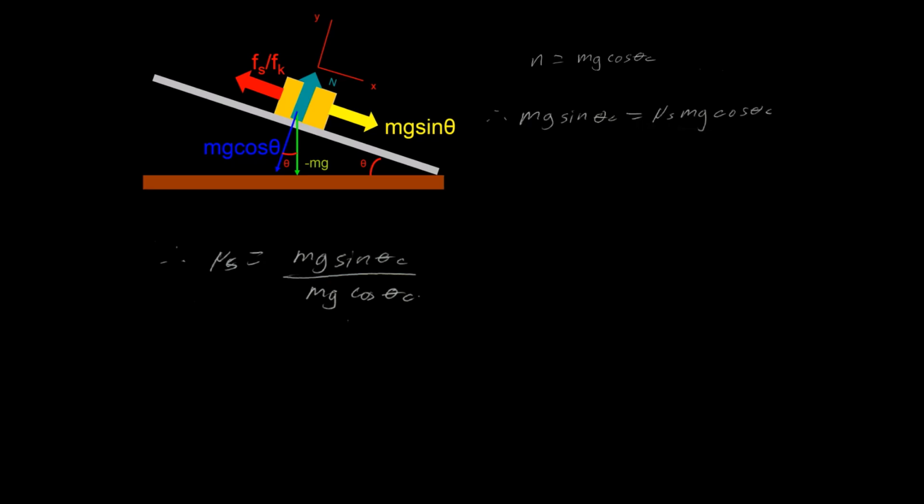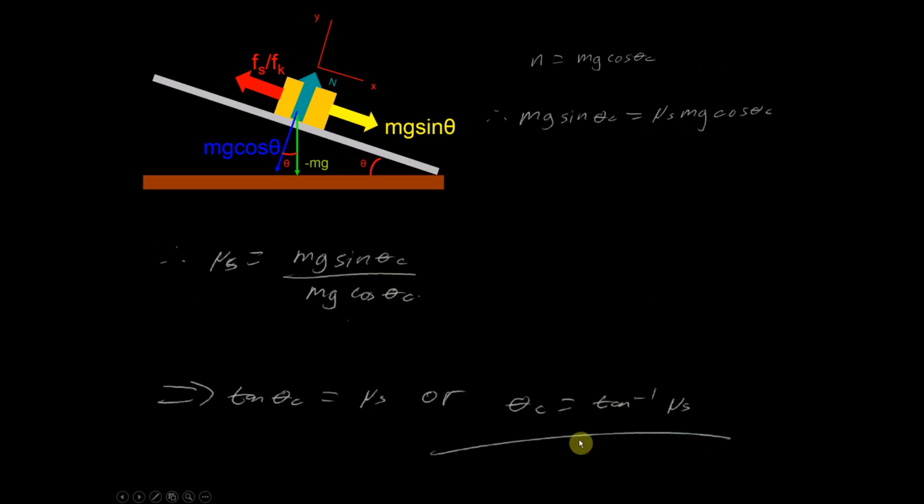We also have a case of mg over mg. This will reduce down to give us tan theta c is equal to mu s. Or we can say in terms of the critical angle that theta c is the inverse tan of our coefficient of static friction. This is a typical result, and this will always occur if we're trying to find theta c. We can always use the inverse tan of the coefficient of static friction. This will also work for mu k.